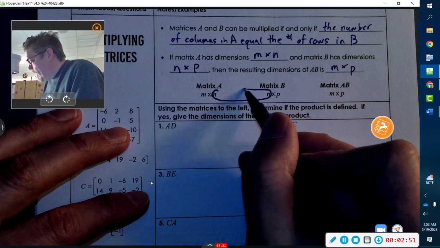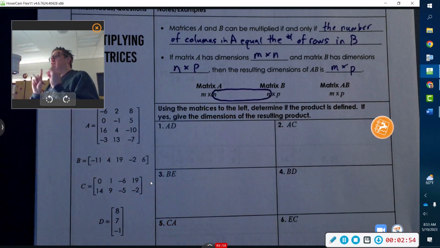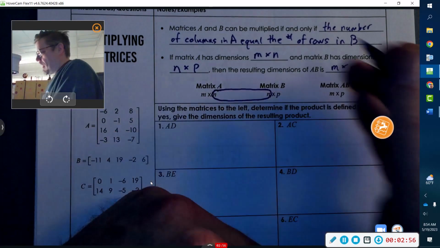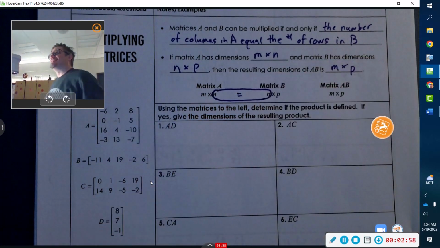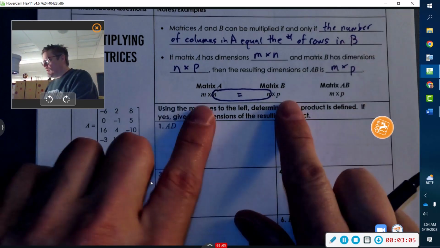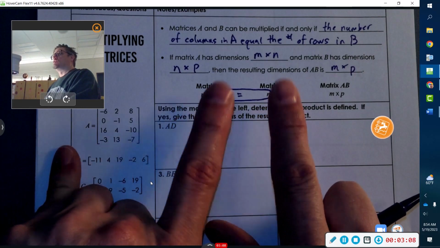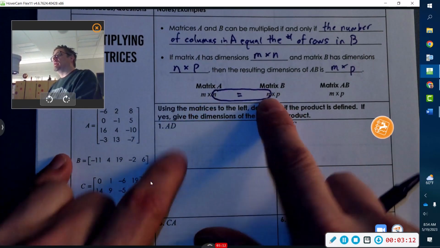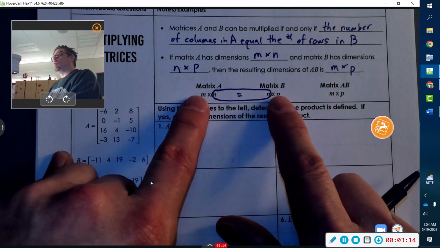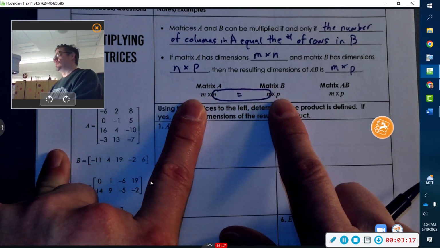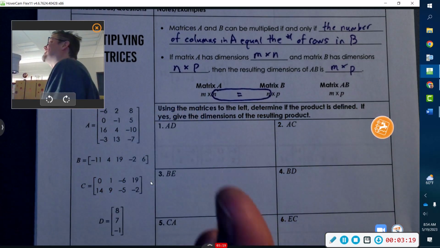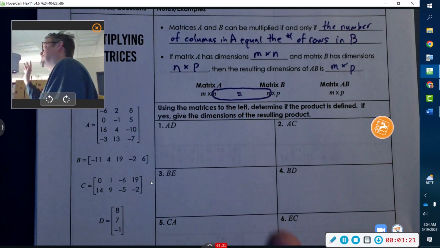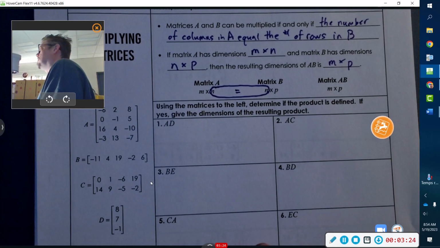I always label the dimensions, and if those guys are not identical, then you cannot do it. But if they are identical, that means my new matrix is going to be what's on the outside. So I always circle the n here and the n here. If I circle those and they're identical, I know my new matrix has to be what's not circled. I do that every single time. Even as an adult who has been doing this for years, I always circle them to make sure it can be done.